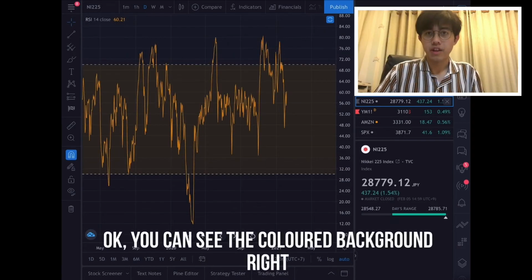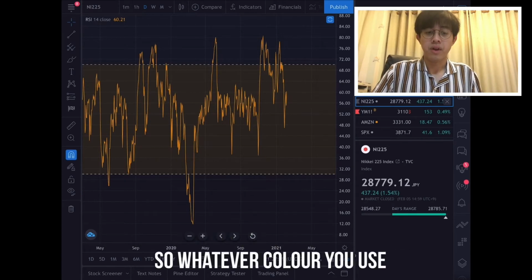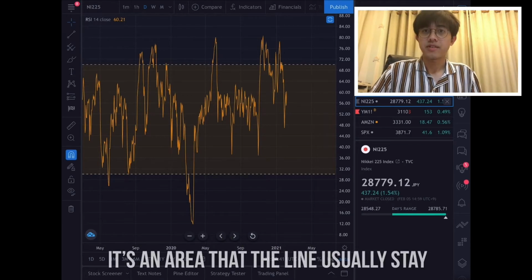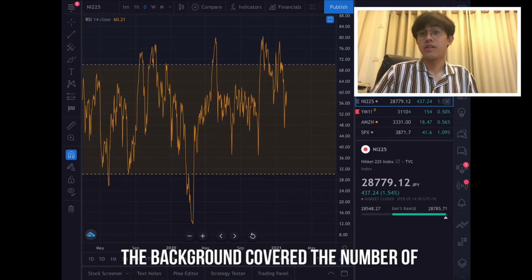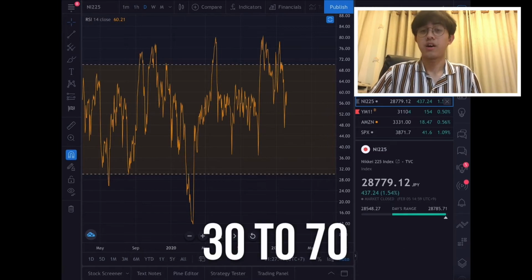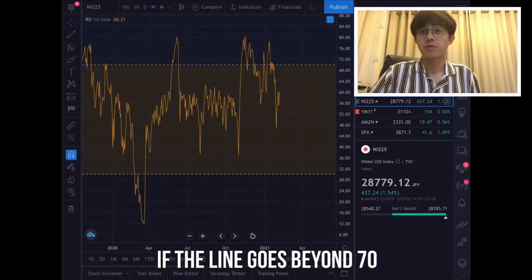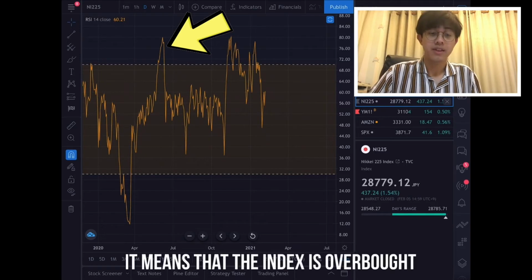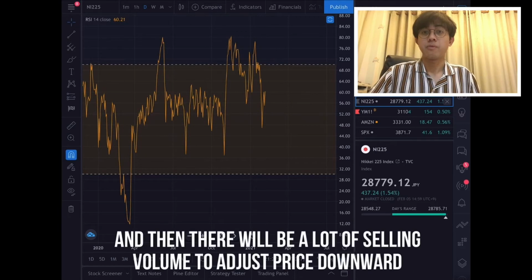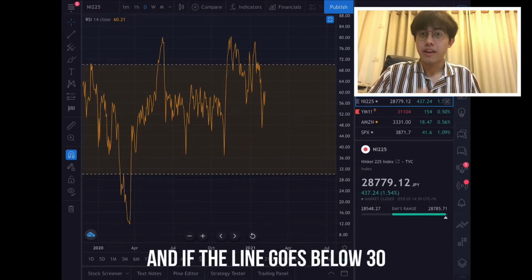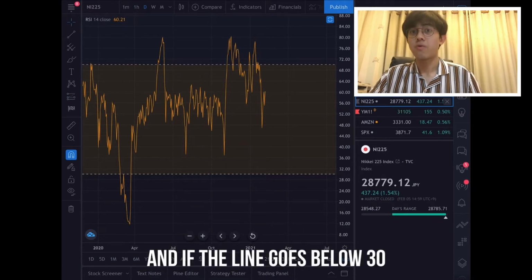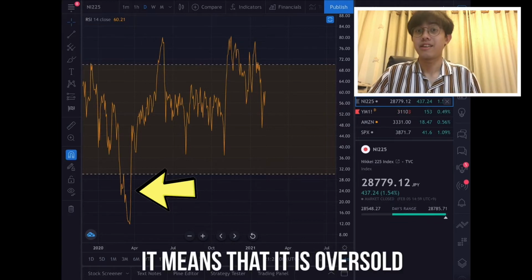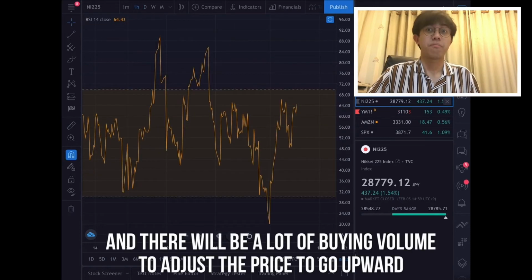Okay, you can see the color background, right? So whatever color you use, it is the area where the line usually stays. The background covers the numbers 30 to 70. If the line goes beyond 70, it means that the index is overbought, and there will be a lot of selling volume to adjust the price downwards. And if the line goes below 30, it means that it is oversold, and there will be a lot of buying volume to adjust the price upwards.